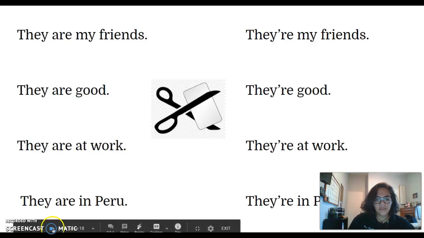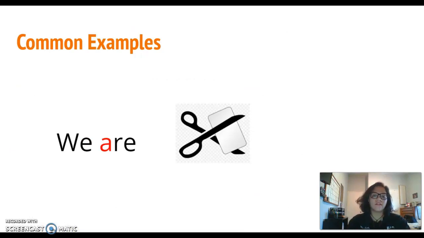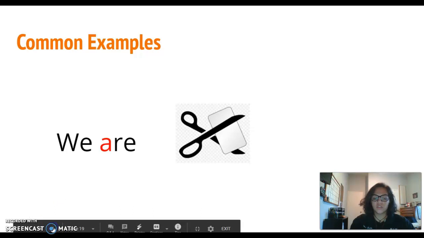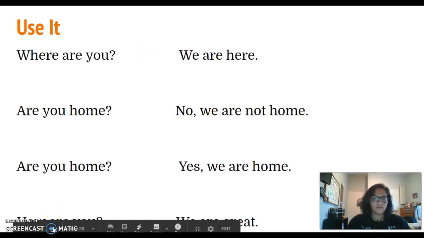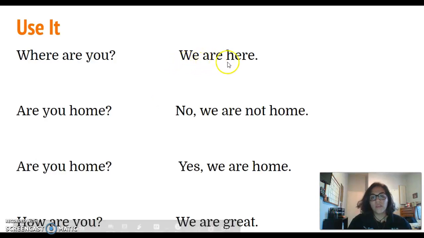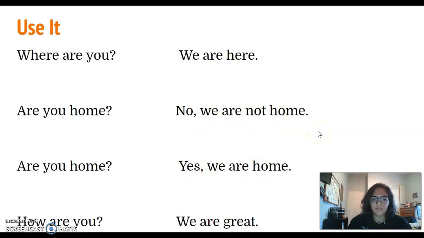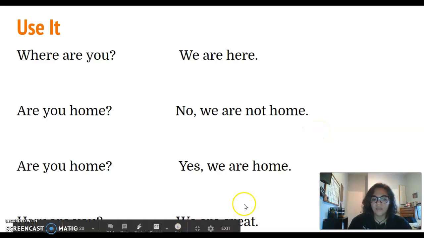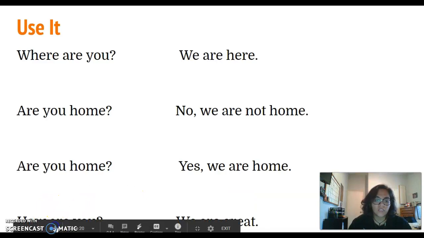So next we have we are. We are is cut to the contraction we're. We are becomes we're. So you can say, we are here. Are you home? No, we are not home. Or yes, we are home. And if somebody asks, how are you? You can say, we are great. So that's we are, and you can cut it to make the contraction we're.